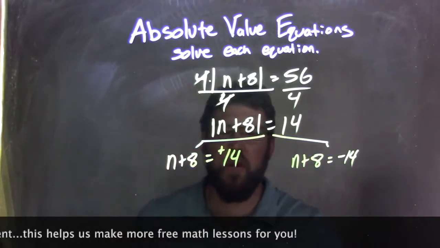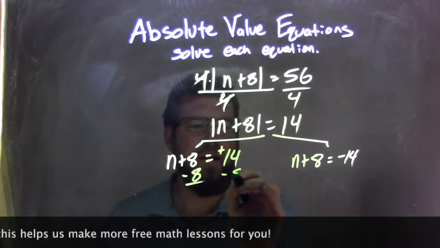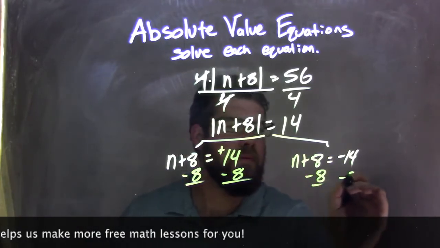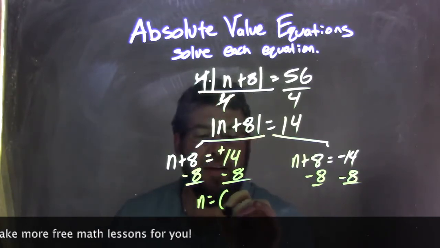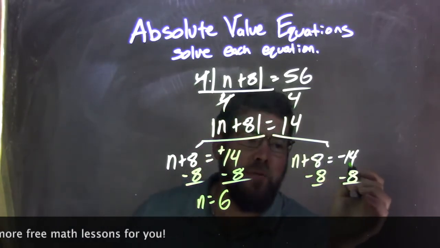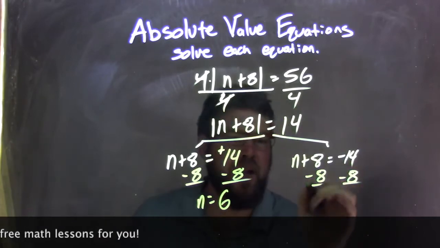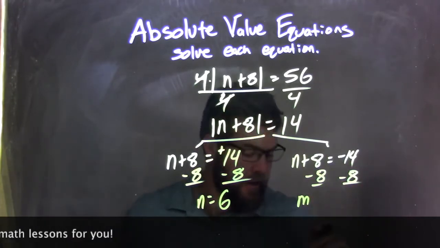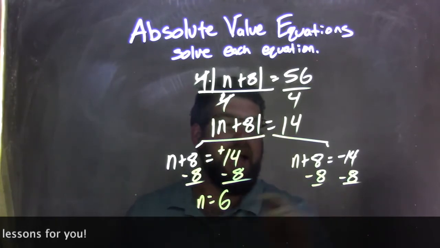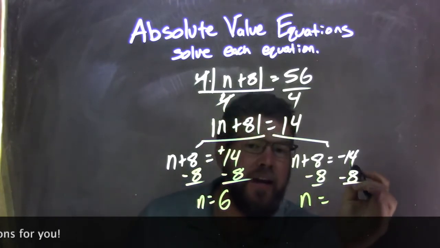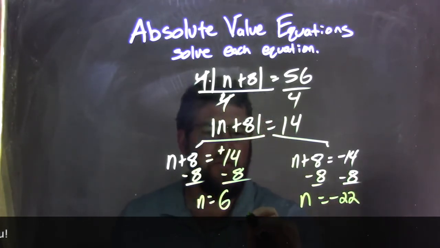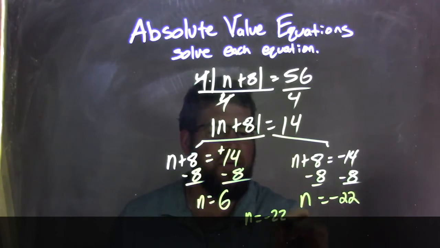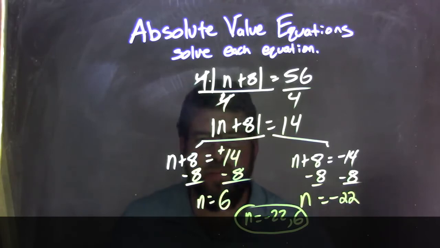So now I have to solve each equation individually. I subtract 8 from both sides, leaving me with n by itself here, 14 minus 8 being 6, and then negative 14 minus 8 is a more negative number, so n equals negative 14 minus 8, which is a negative 22, and so our final answer is n equals negative 22 and positive 6. We write from least to greatest because that's nice and neater.